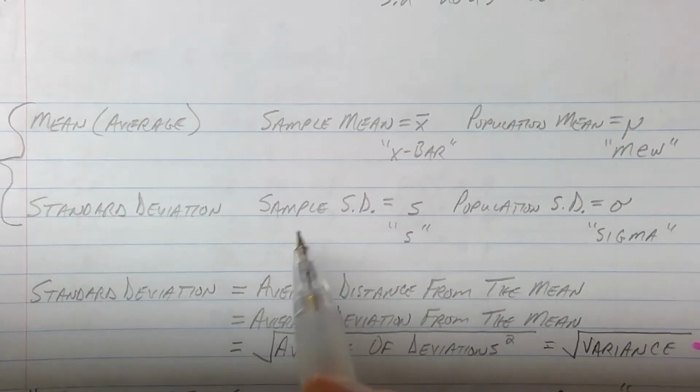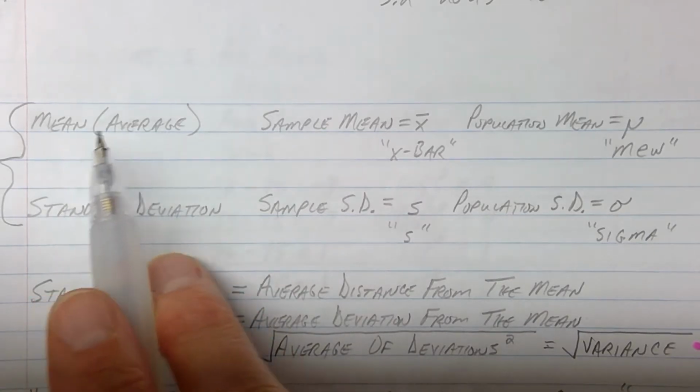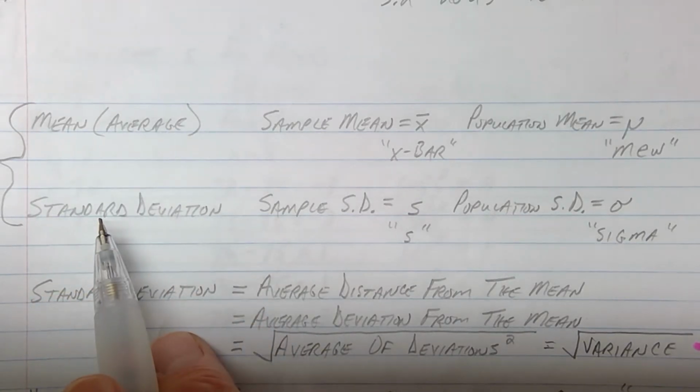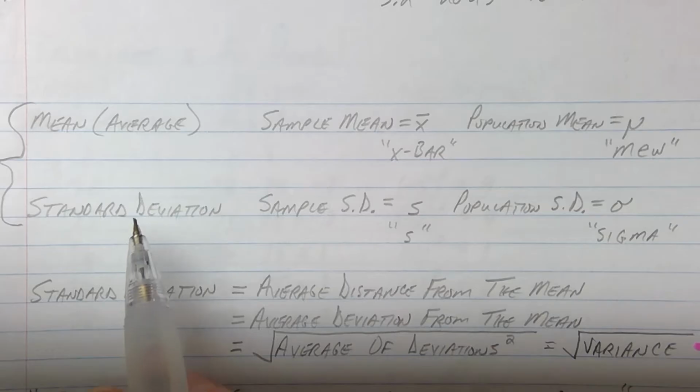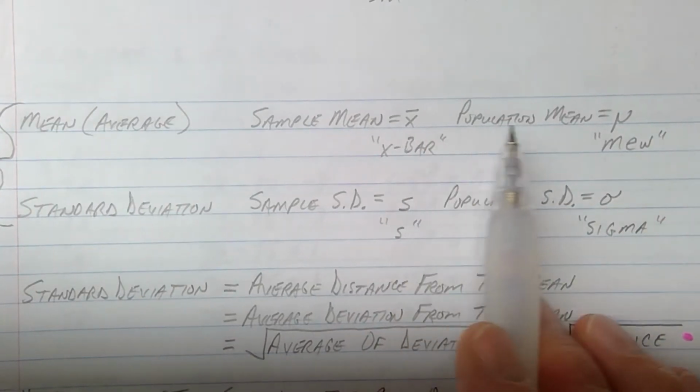Elementary statistics. We're going to discuss the mean, or the average, of your sample and its standard deviation. We're going to calculate standard deviation by hand a couple different ways, and then I'll show you how to do it on the graphing calculator. First things first, let's learn some terminology.